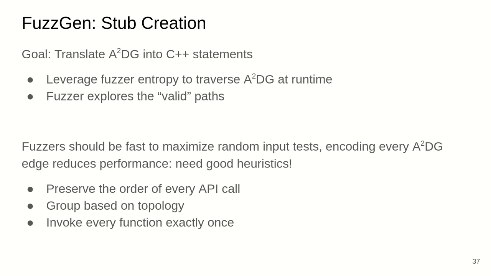Now, as we create fuzzing stubs, we translate this abstract API dependence graph into C++ statements by doing a random walk through the abstract API dependence graph. The fuzzer then explores the valid path. So we make sure to preserve the order of every API call, group based on topology, and then invoke every function exactly once to make sure that this is somewhat efficient.